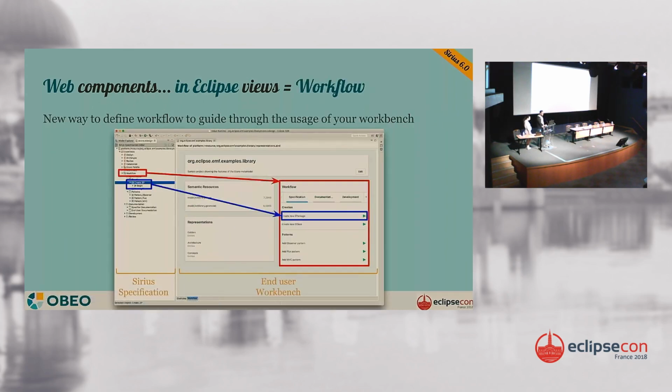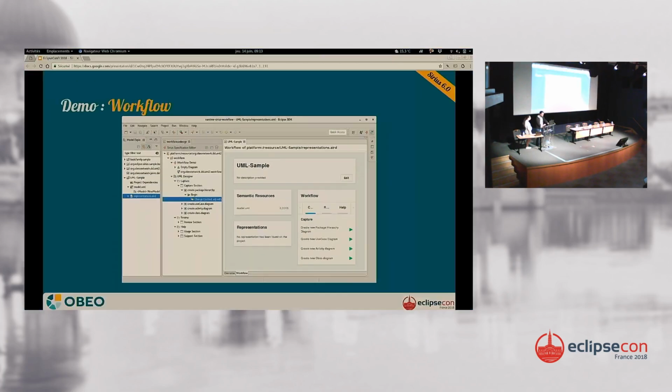So this approach is used to provide a new feature introduced in 6.0, which we call workflow. It's a new way to define a kind of dashboard, which allows specifiers to define high-level tasks that can be used to help users by guiding them through the usage of their modelers. So here on the left, we have a Sirius configuration file with a new part here. We define a workflow, and inside you can define different kinds of elements. And this is how it's rendered at runtime on the end user's workbench. So it's using the new web UI. So let's see a small demo.